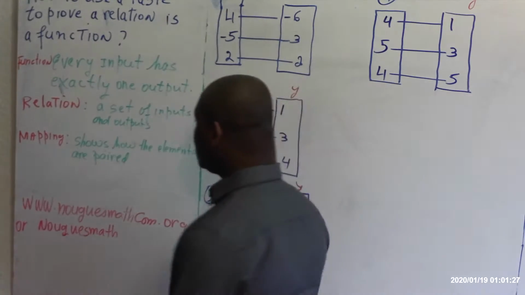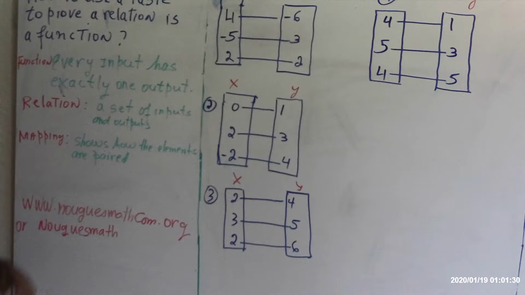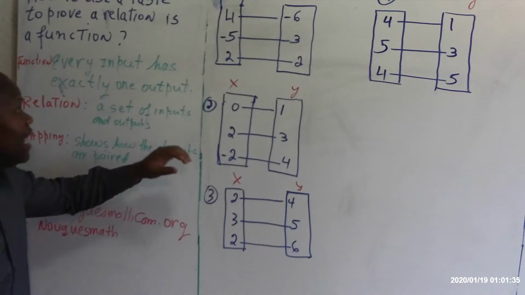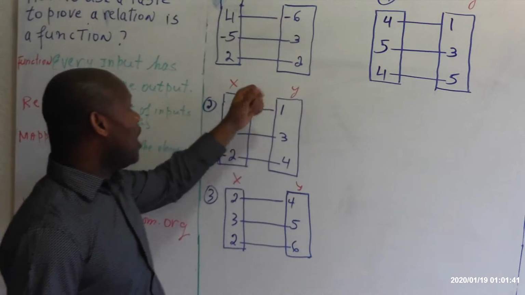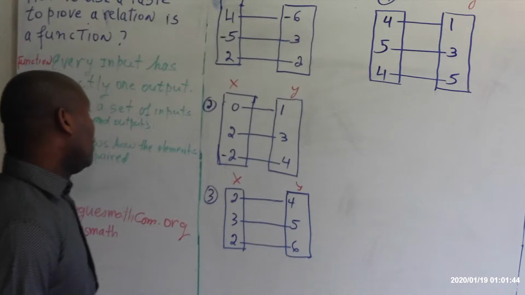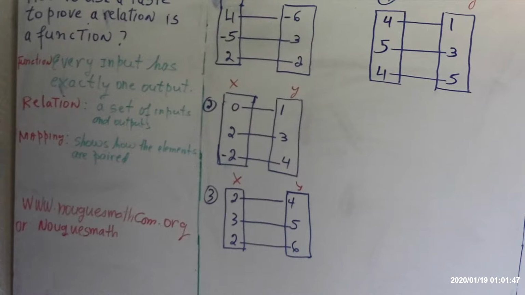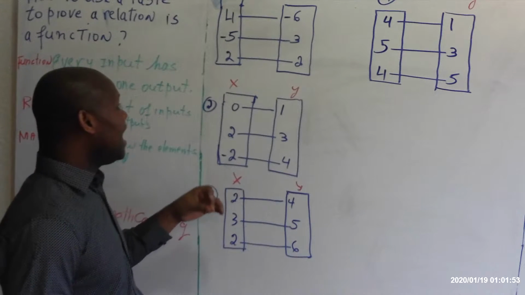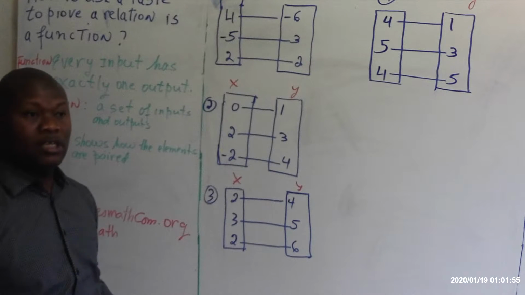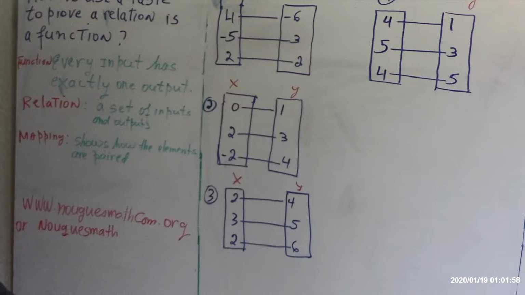A function is when every input has exactly one output. For example, when we talk about input, we see the values of x. The x values are the input. The y values are the output. In order to have a function by using a table, every input must have exactly one output. If you see one input has two outputs, that means this relation is not a function. That's what we're going to prove today.